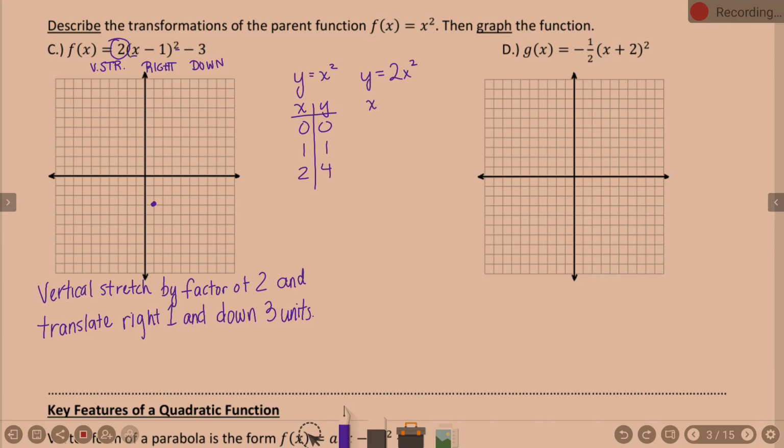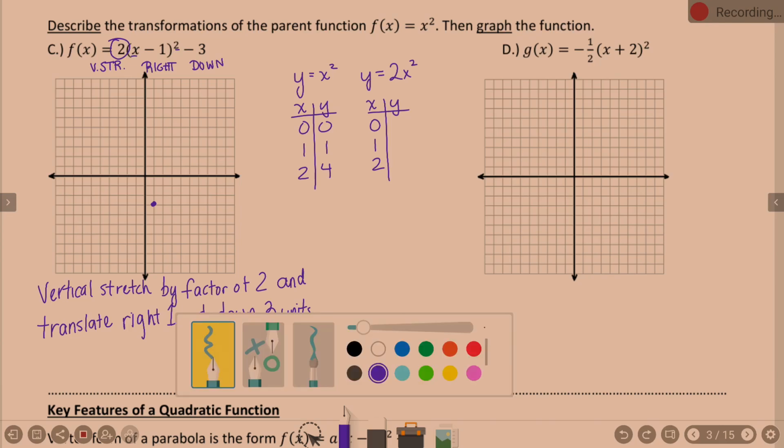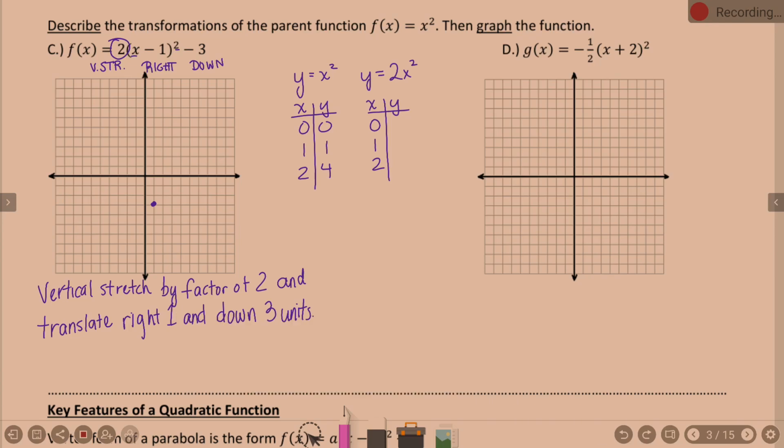So now my x values are still going to be the same. We're going to go over 1, up something, and over 2, up something. But what do we need to do with the y values? You got to double them. It's times by 2. So what am I going to do with each of these? Times them by 2. Well, 0 times 2, 0. 1 times 2, 2. 4 times 2, 8.